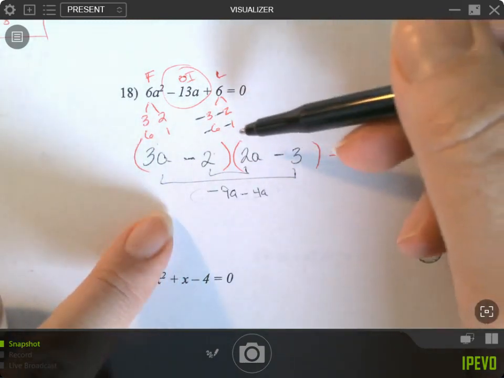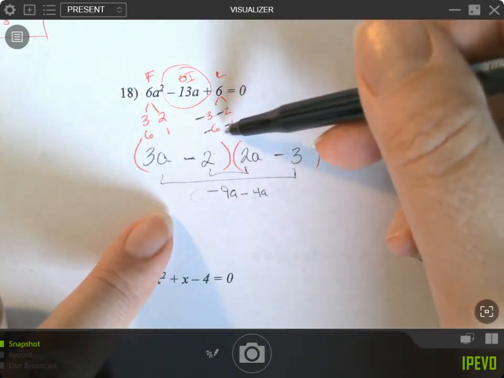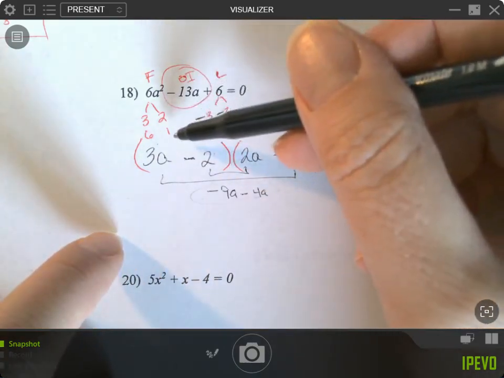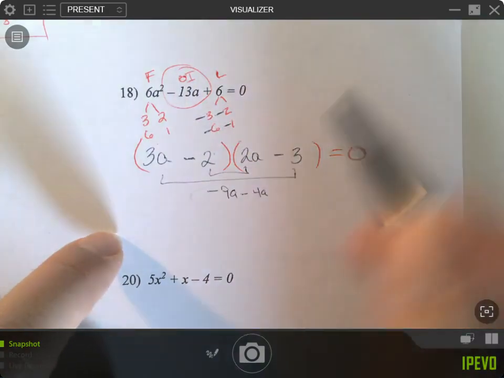If that didn't work, remember, we try again. But I couldn't put the 6 with either of these because they both have factors. So if that didn't work, I would have started again with the 6 and the 1. Okay, this is how it factored.